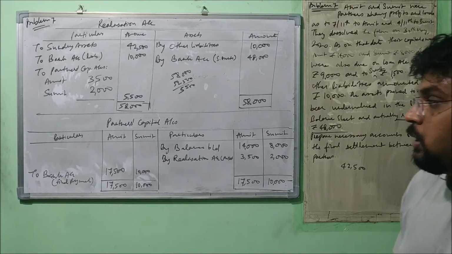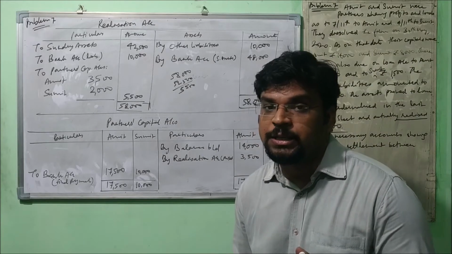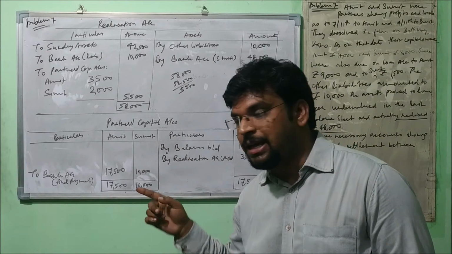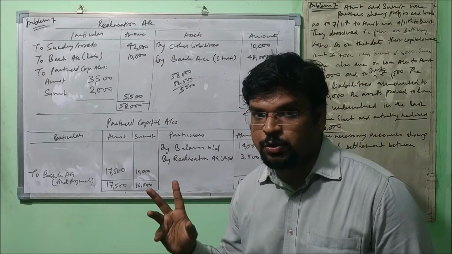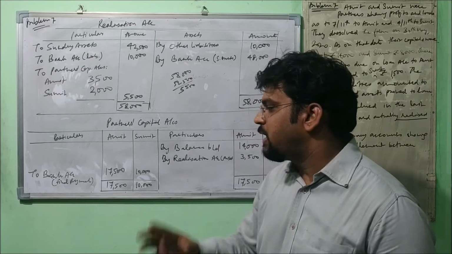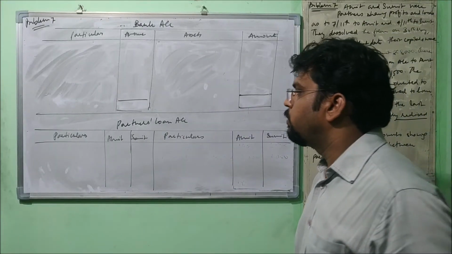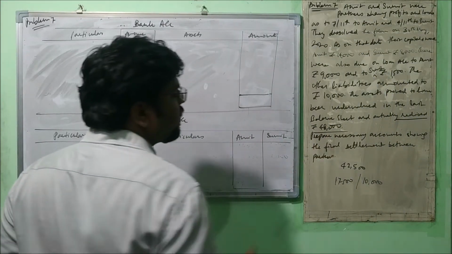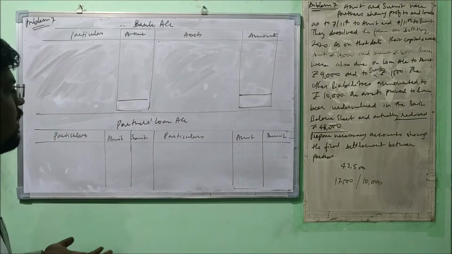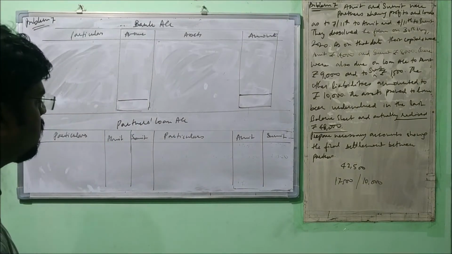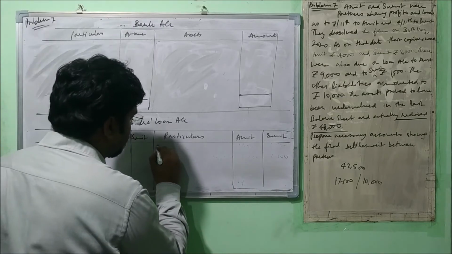Okay, but when we prepare the bank account, then the first payment will be made to their loan and then to their capital. Remember that sequence. In actual it happens that way. So let's prepare the bank account now. This is the format of bank account, but as the question has asked to prepare necessary accounts, we may have to prepare the partners' loan account as well. So I have prepared a format of that as well.